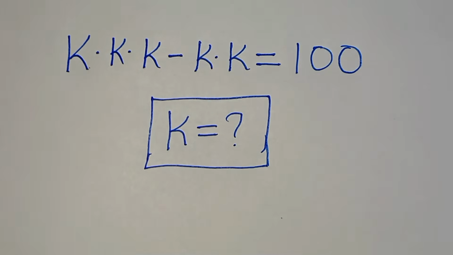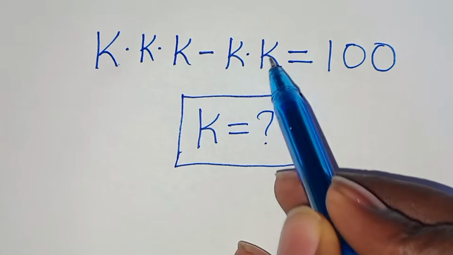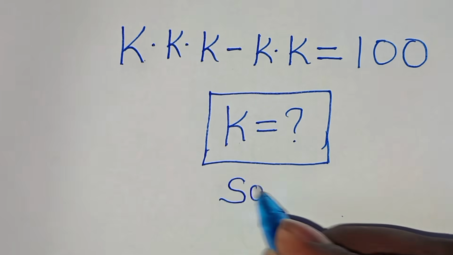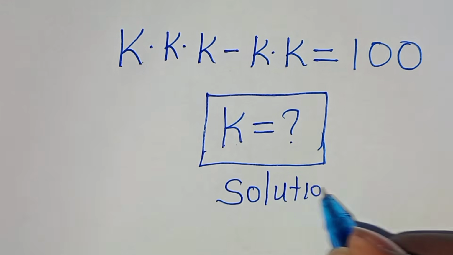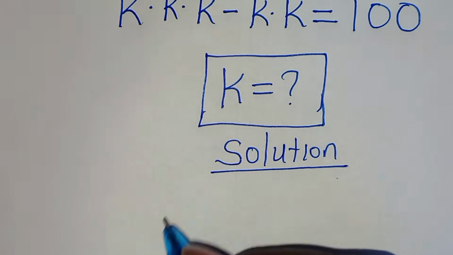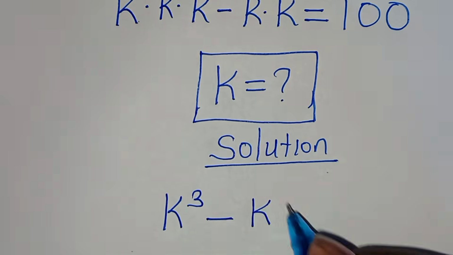You're welcome to solve this nice algebra problem, which is k times k times k minus k times k. This is 100. So what is the value of k, or what are the values of k? Now let's provide a solution from here. So we have that k times k times k. This is k to the power of 3 minus k to the power of 2.